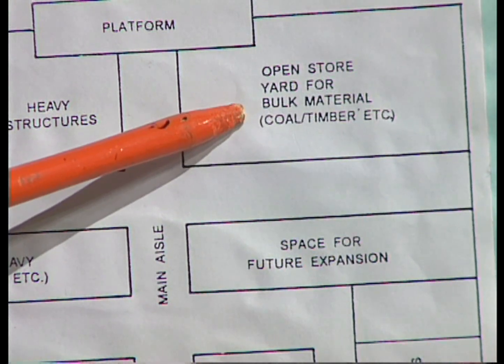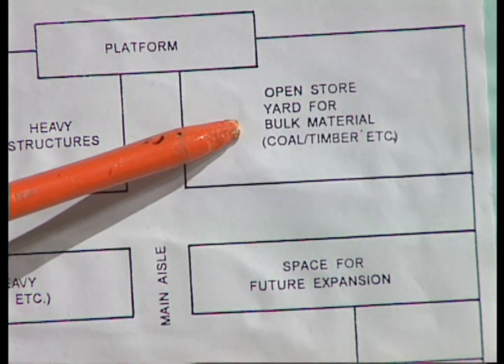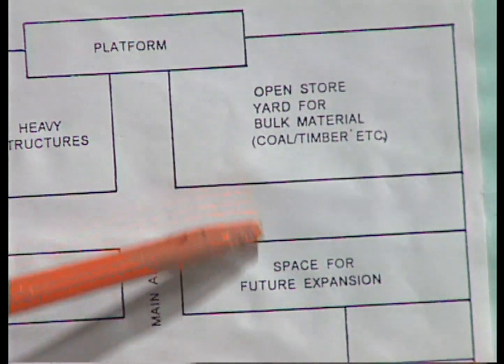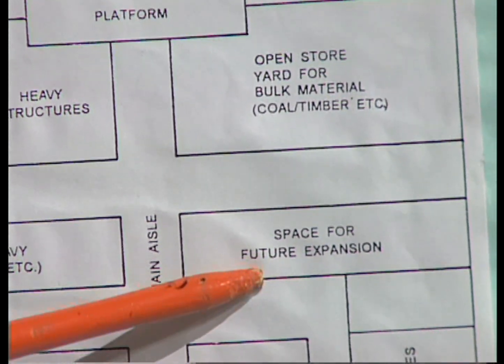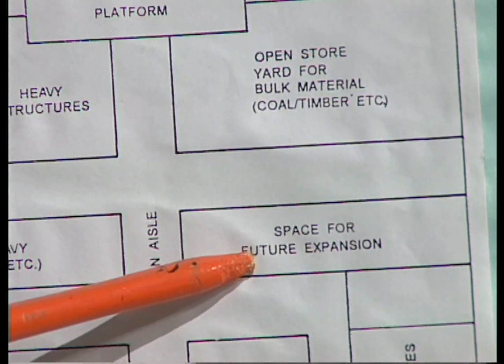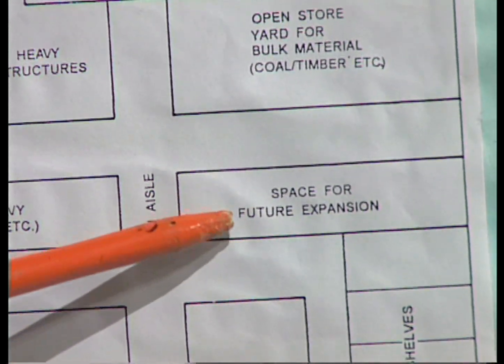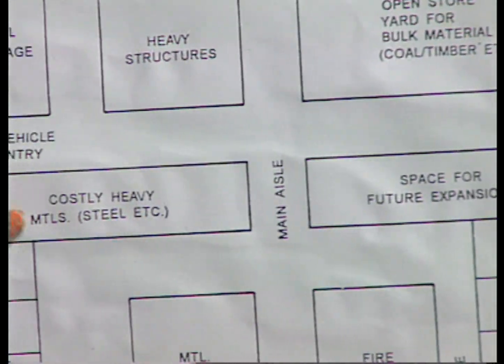So we can put the material in open yards without closing these things and having huge structures. Next is some space, as I told, space for future expansion. As I told, 20 to 25% we have to keep this. And next we will come to here.